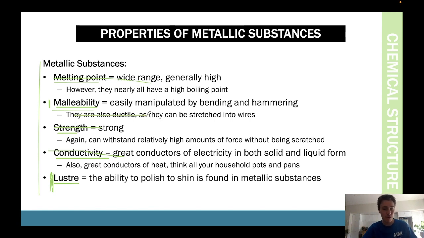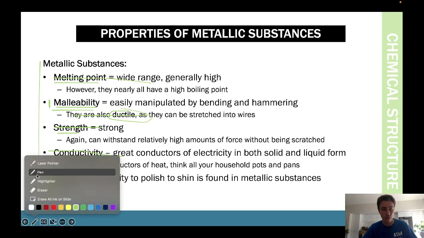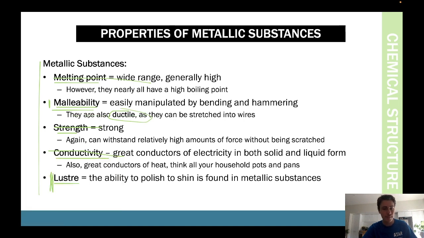This is also what we refer to as ductile. Oops, I didn't mean to draw right through it. Ductile refers to being able to stretch something into wire. And so metal can be stretched into wire. We know that because we have metal wiring. So ductility and malleability are 2 words that you need to know in terms of metal properties.